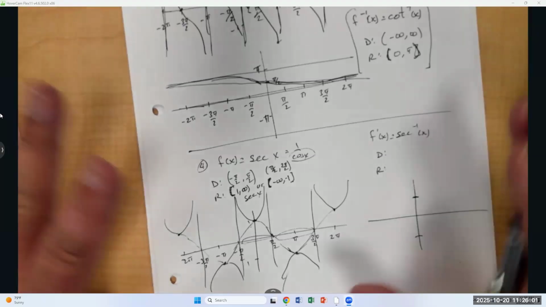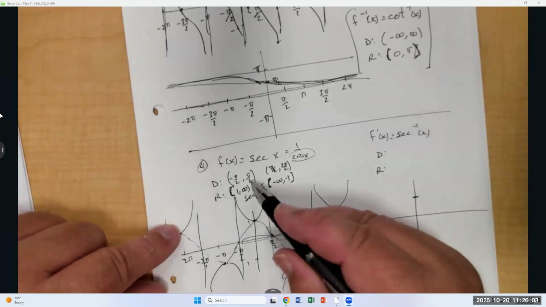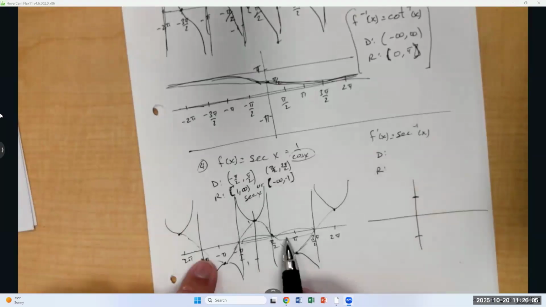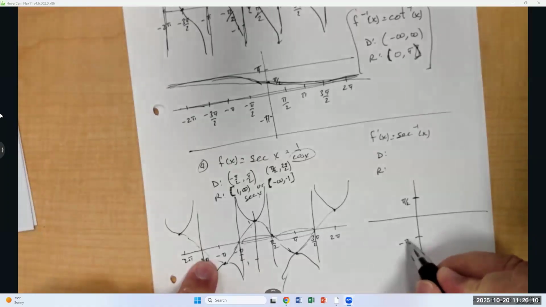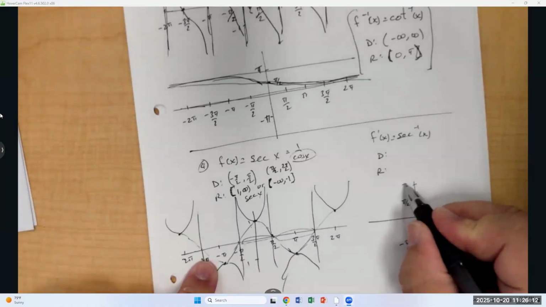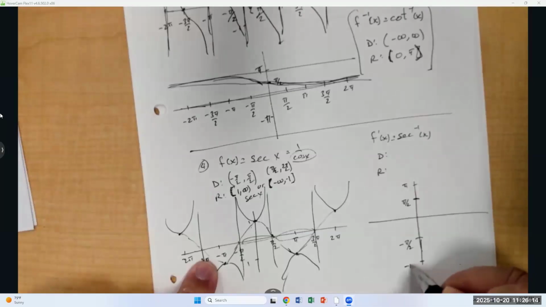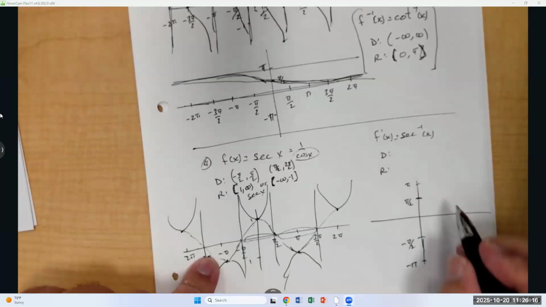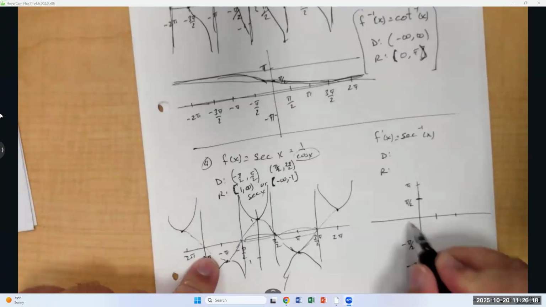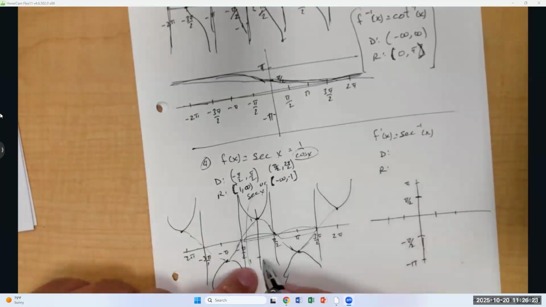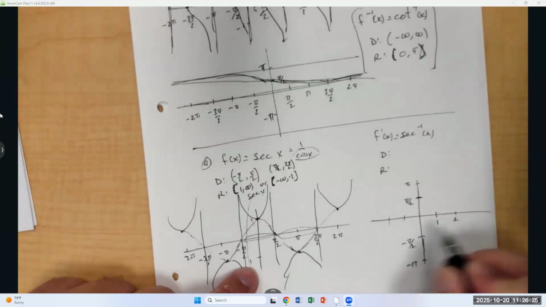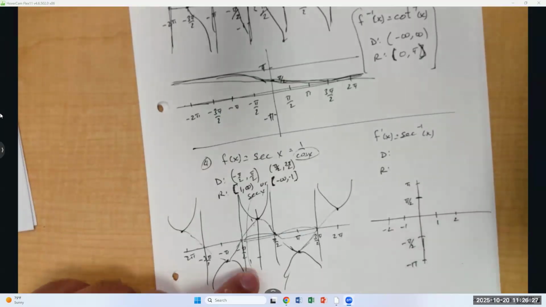So remember, to make this thing look easier, we take the x values, those become my y values. This is pi over 2, this is negative pi over 2, pi, negative pi, and so on and so forth. And my x values, those are the old y values. So it's 1, 2, negative 1, negative 2.